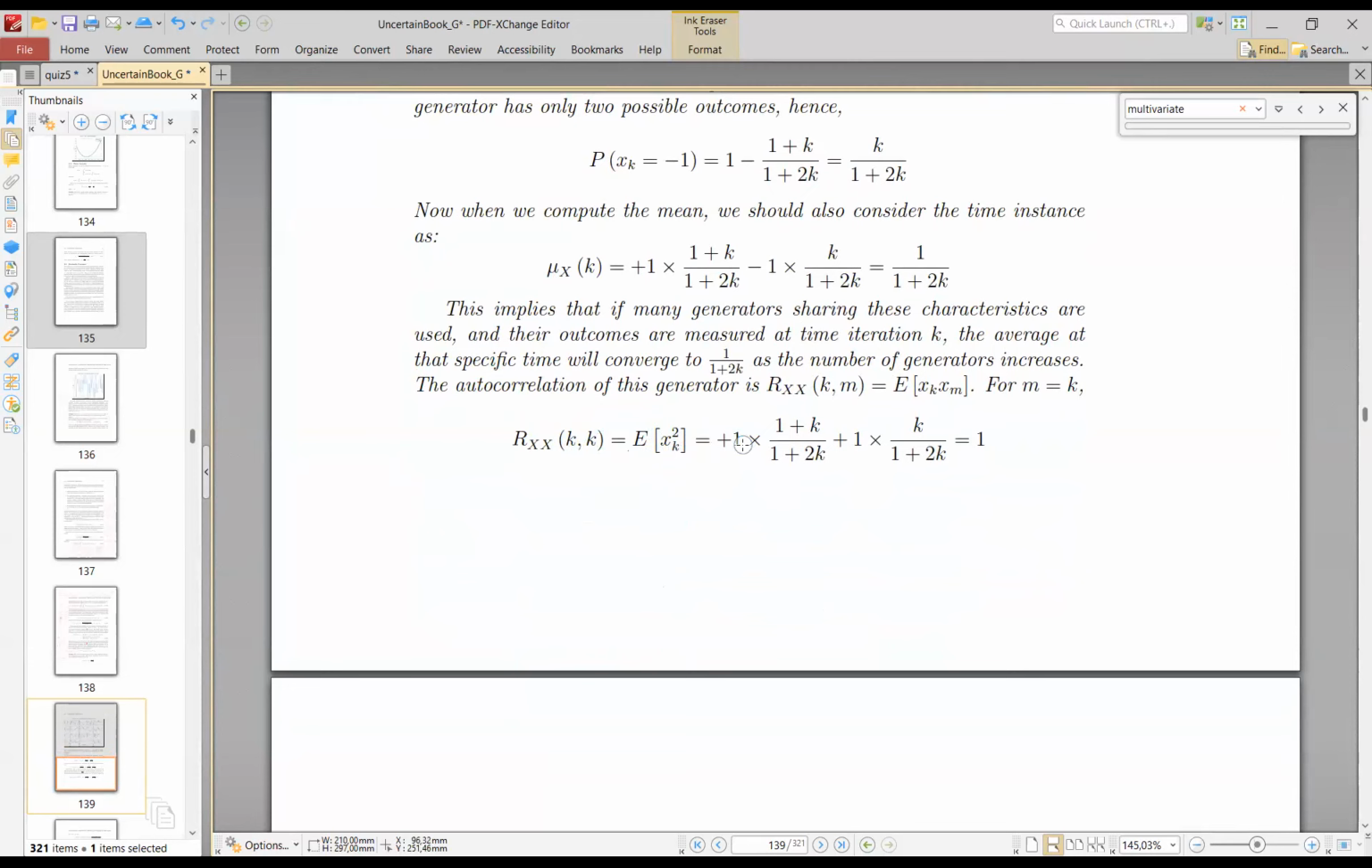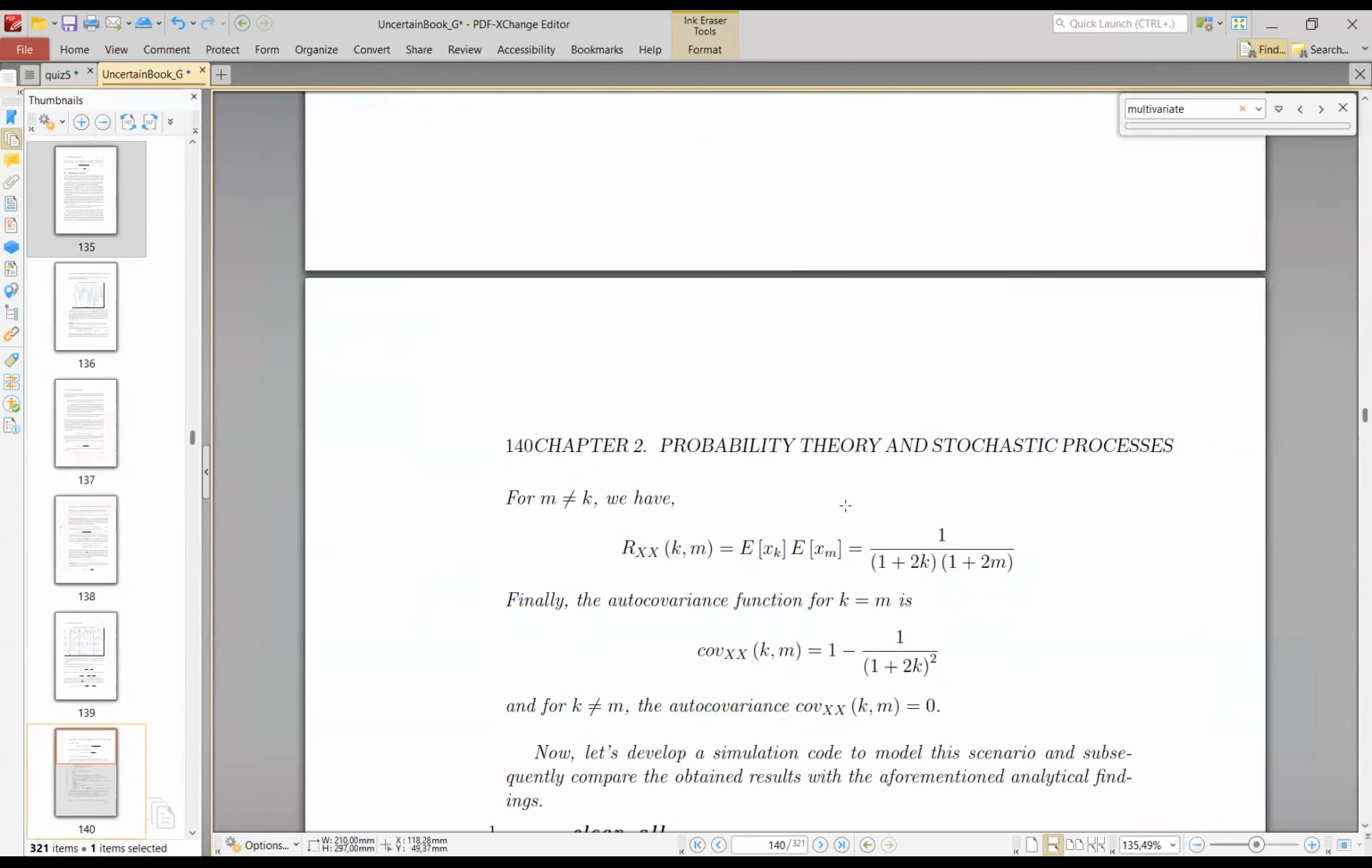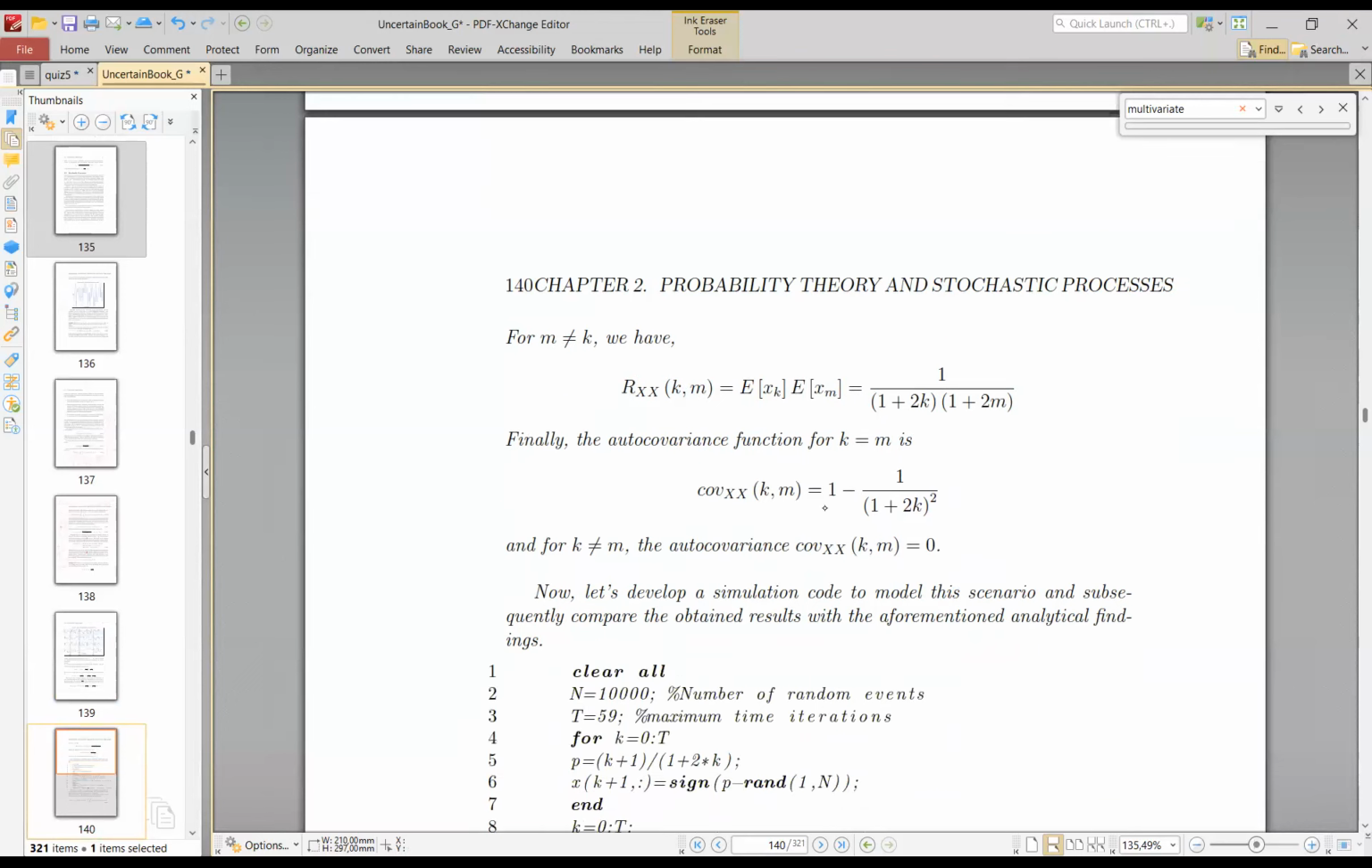And this gives you the correlation here equal to 1. The autocorrelation equals 1 at the same time. The autocorrelation at different times, k and m, where k does not equal m, gives you this relation. So this is the autocorrelation for any k and m. And also you can compute the covariance.